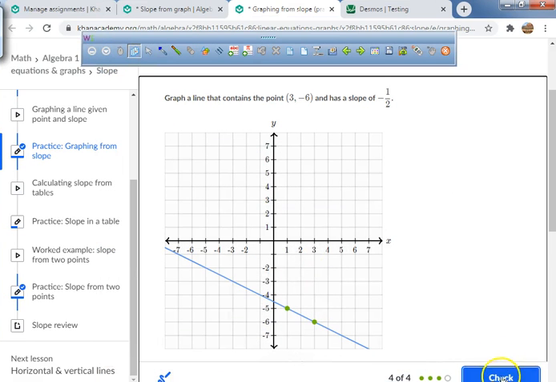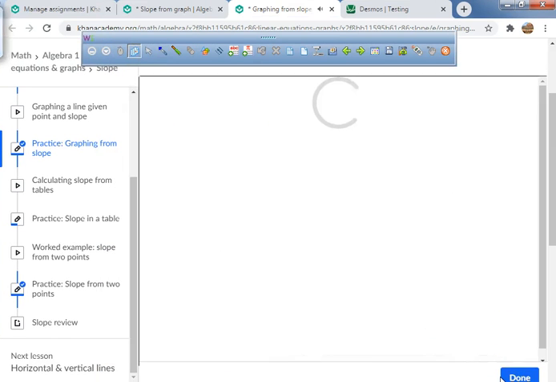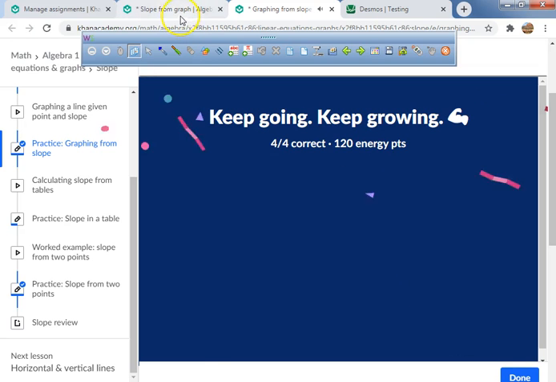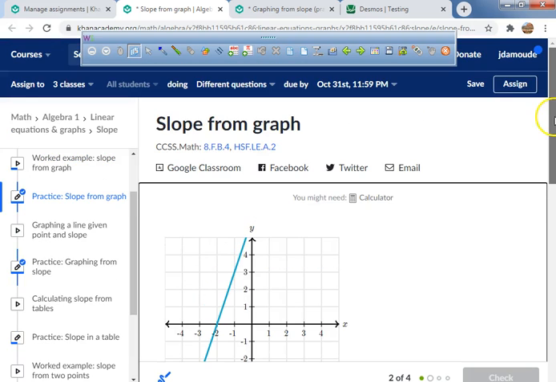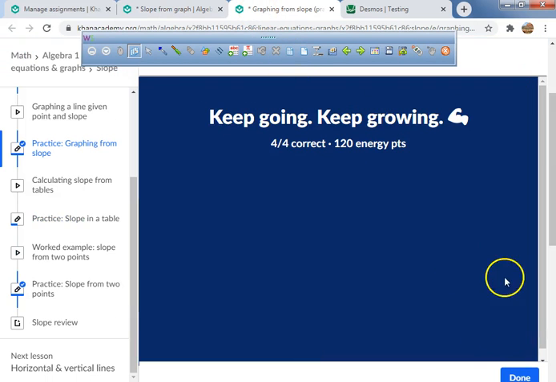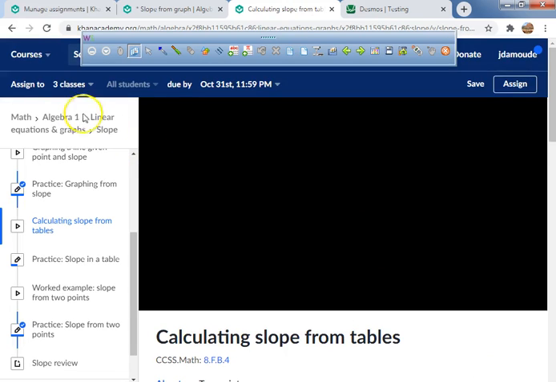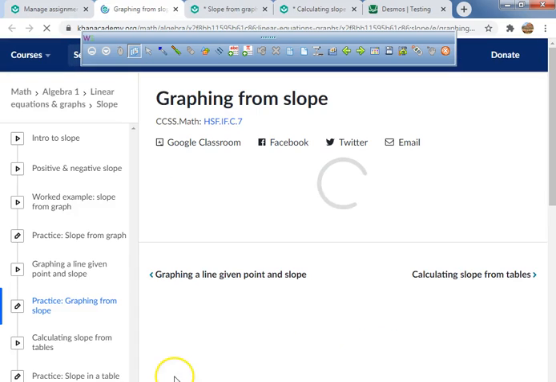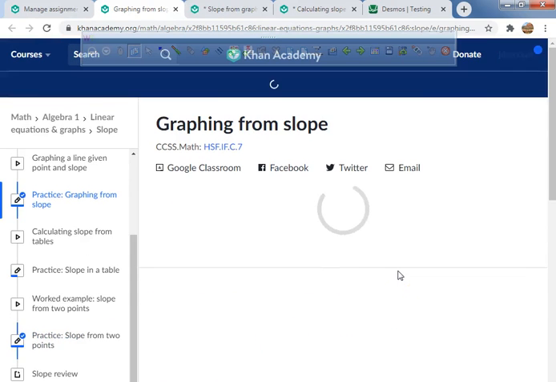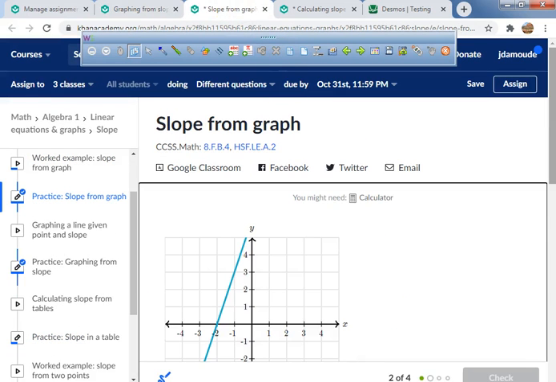All right, guys, get to work. That's all you got to do. Get 100. All right? So what are the two things I want you to do? Slope from a graph and graphing from slope. Okay? Graphing from slope. Those are the two. All right?